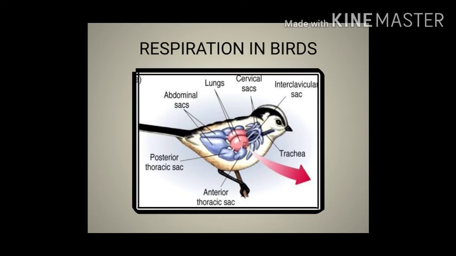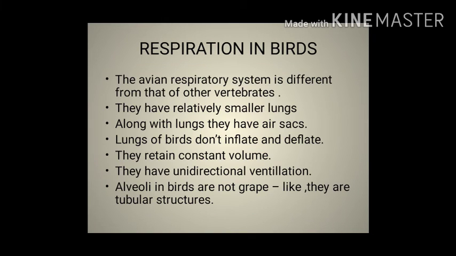Now, respiration in birds. In this diagram, you can see the lungs along with lots of air sacs. The avian respiratory system is different from that of all other vertebrates. They have relatively smaller lungs. Along with lungs, they have air sacs. Lungs of birds don't inflate and deflate. They retain constant volume of air. They have unidirectional ventilation. Alveoli in birds are not grape-like.